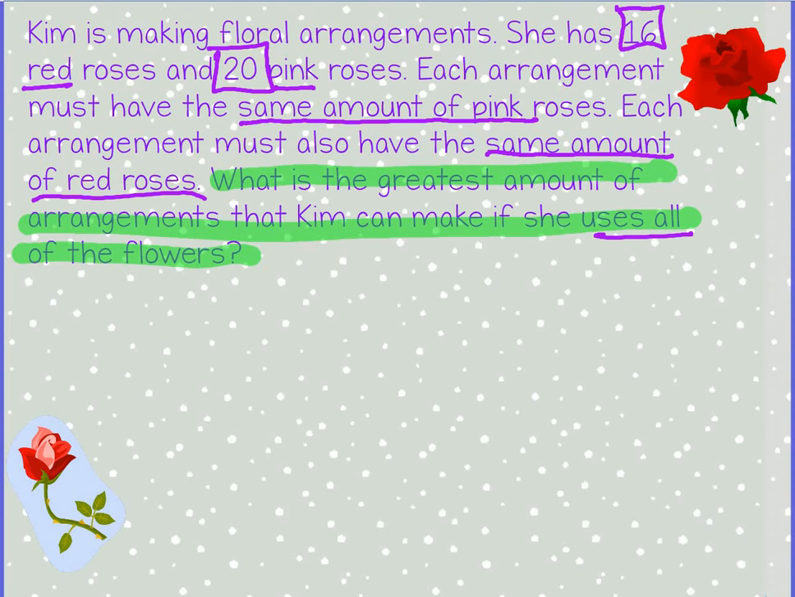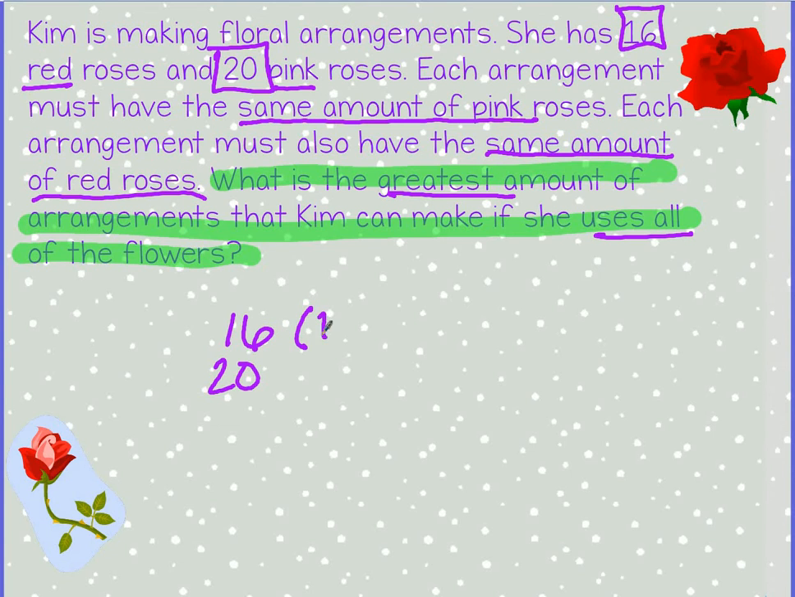So, since we're looking for the greatest amount of arrangements that she can make, what we have to look at is how we can divide up each of these numbers and make sure that we use all the flowers and use them all evenly. So I'm going to look for the greatest common factor, as I just tried to write greatest common factor instead of 20. There we go.